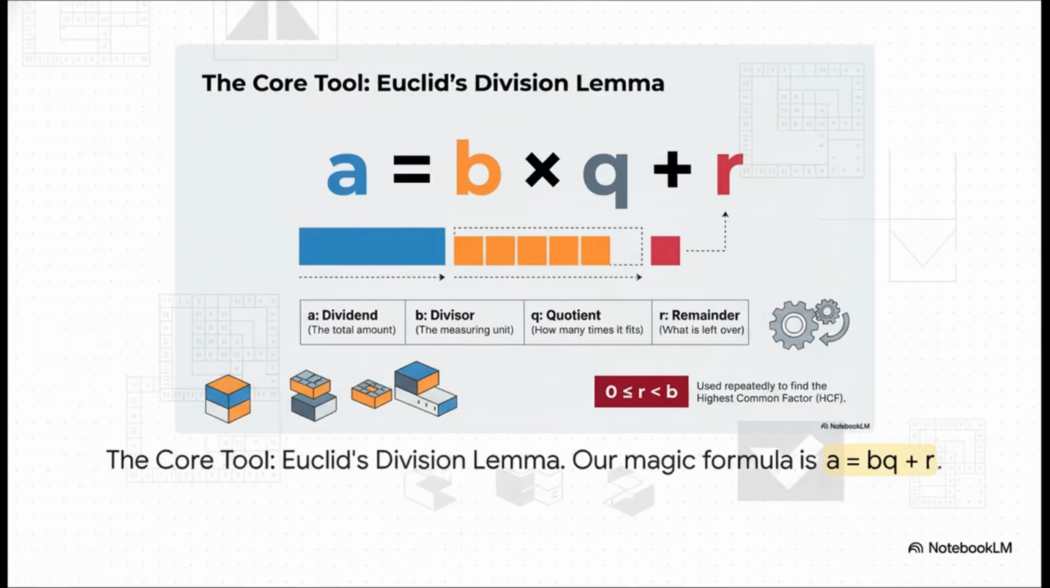Okay, so the secret sauce behind this whole thing is something called Euclid's division lemma. Now, it sounds complicated, but it's not. All it says is that for any two positive numbers, a and b, you can write it out like this: a equals b times q plus r. a is your dividend, b is the divisor, q is the quotient, and r, well, r is the star of the show, the remainder. And here's the golden rule, the one thing you have to remember. That remainder r must always be smaller than the divisor b. That one little rule is what makes the whole algorithm work.